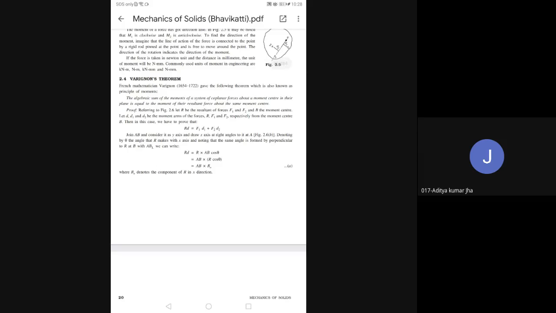So we have to take two coplanar forces, and we need another force, the resultant force of the two coplanar forces. So here we have three forces, actually two forces and one resultant force. Okay, if you can see the figure here, the 2.6 figure is being shared on your screen. Just refer to figure A.